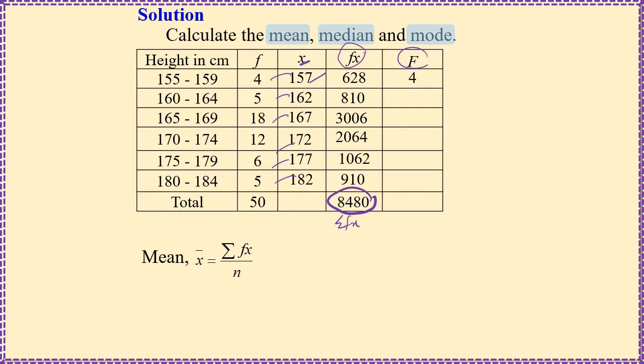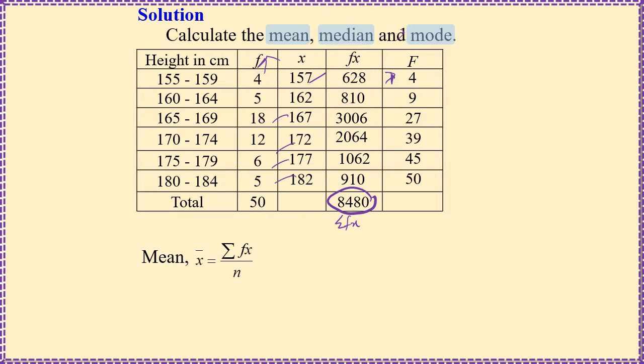And then we need to find the cumulative. So 4, we add up with the previous cumulative, we don't have, so directly it's equal to 4. And then the next class, 5, we add up with the previous cumulative, which is 4, equal to 9. And then 18, we add up the previous cumulative, we get 27. And then 39, and then 45, and then lastly 50. So we have all the data we need already.